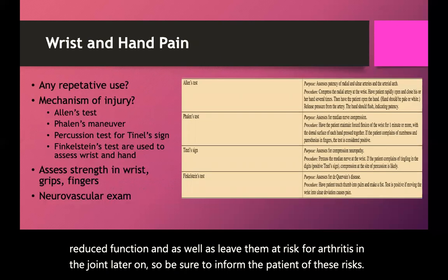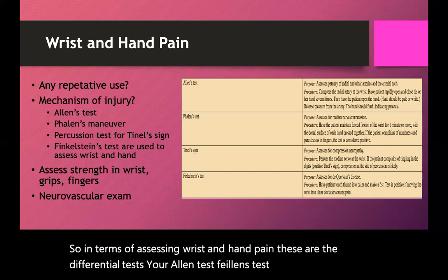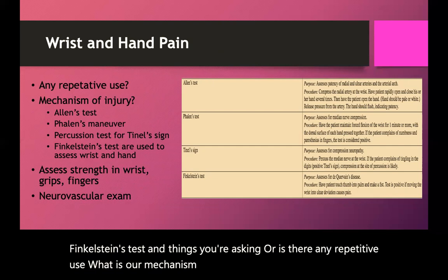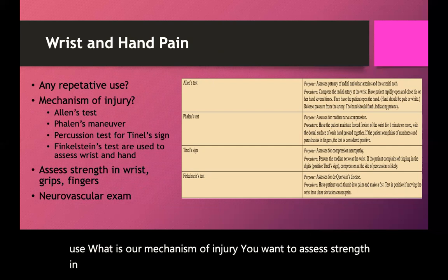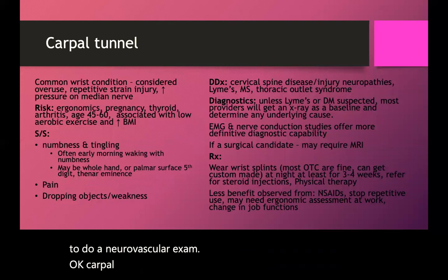Okay, so in terms of assessing wrist and hand pain, these are the differential tests: your Allen's test, Phelan's test, Tinel's sign, and Finkelstein's test. And things you're asking: is there any repetitive use? What is our mechanism of injury? You want to assess strength in the wrist, the grips, and the fingers, and you want to do a neurovascular exam.